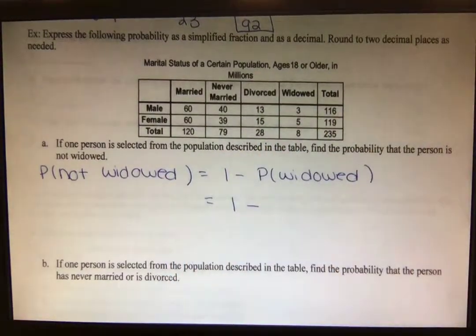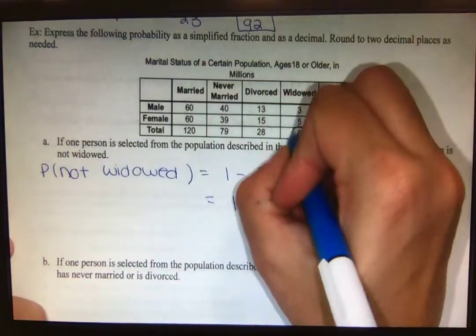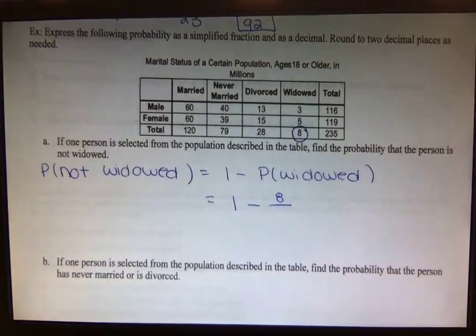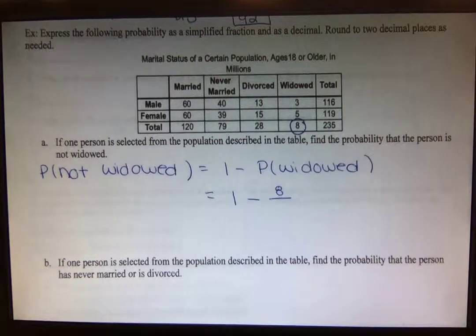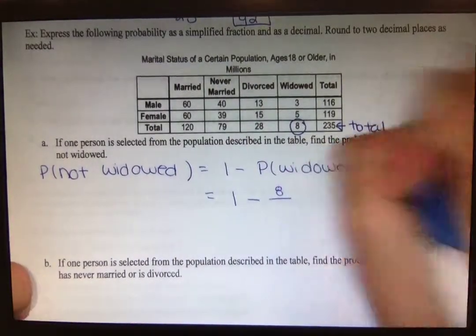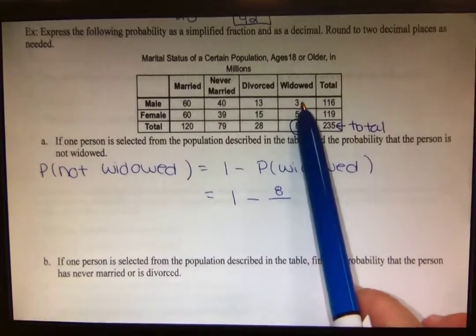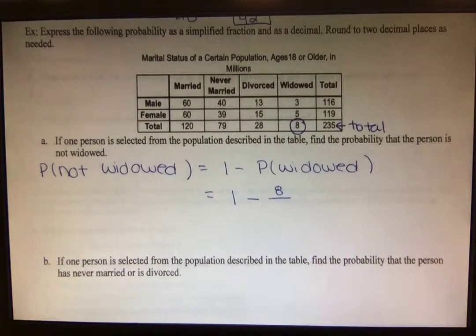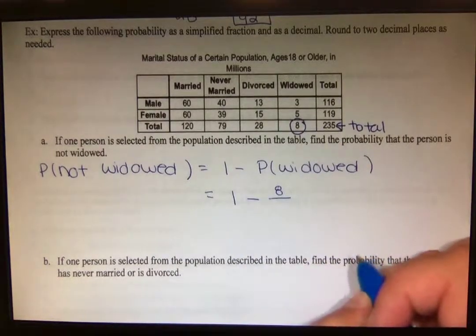In total, how many people are widowed? 8. Good. So 8 widowed people. Out of how many people were total in this chart? 235. Good. So notice that if we have 3 are male, 5 are female, they already added it up for you. So we have 8 people that are widowed total. So 8 out of 235.